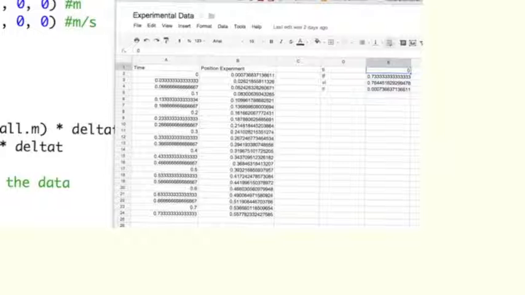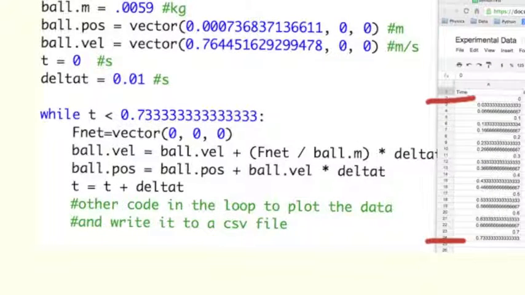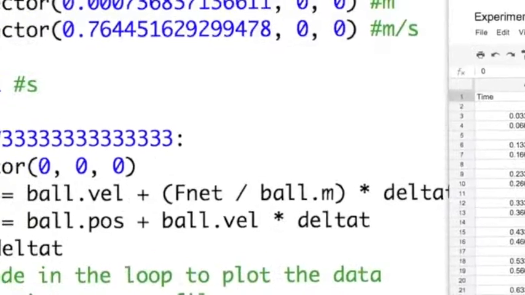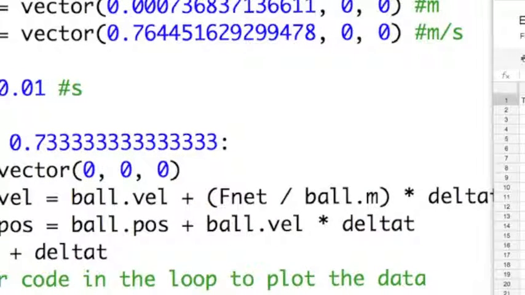I'll start with the easy ones. The initial time comes from the first row in the time column, and the final time comes from the last row in the time column. And here they are in the code, the initial time and the final time. The initial position is also an easy one. It's just the first position in the position column. And here it is.